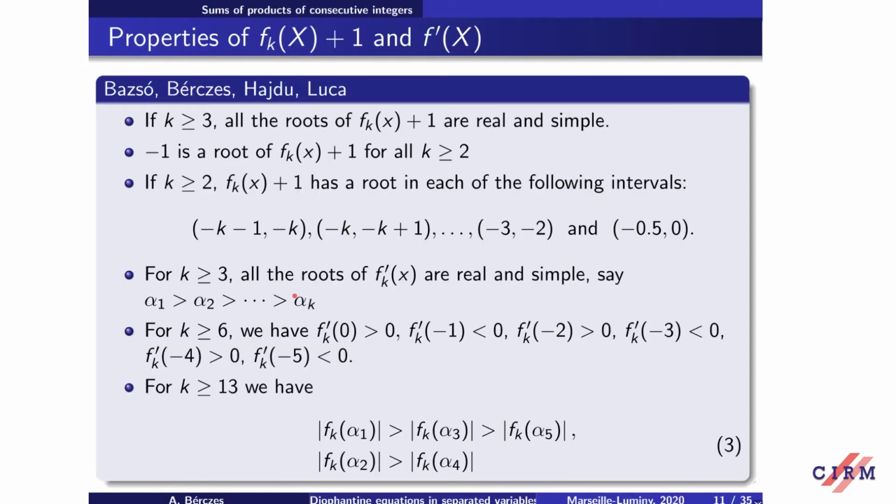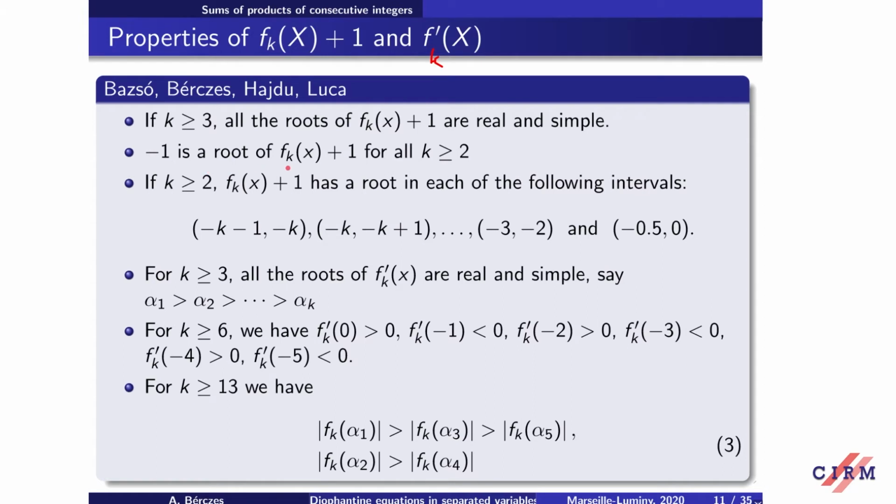For our generalization of the result of Hajdu, Laishram and Tengely, we needed some properties of the polynomials fk of x plus 1 and fk derivative of x. Sorry, from here the k is missing. So if k is larger or equal to 3, then all the roots of fk of x plus 1 are real and simple. That's one property which we will use later.